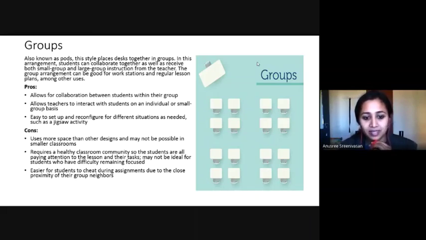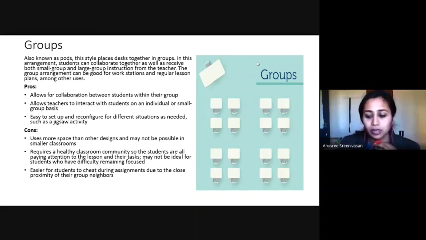So in this case, you cannot guarantee that all students will be listening to the teacher. If you have already made a group, they can play on in their group and not listen to the teacher. So that kind of issue may be there. And again, it's easier for students to cheat during assignments or tests if you have such an arrangement.